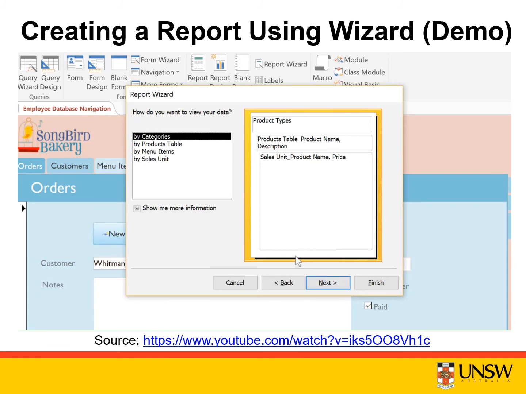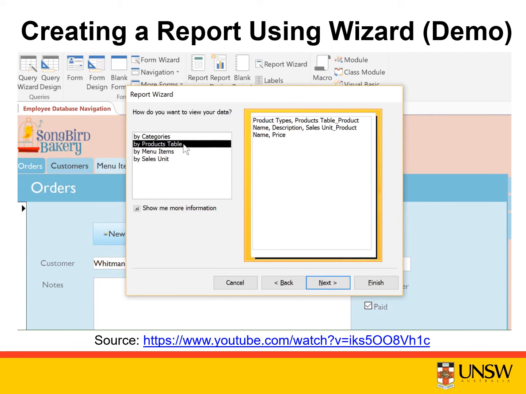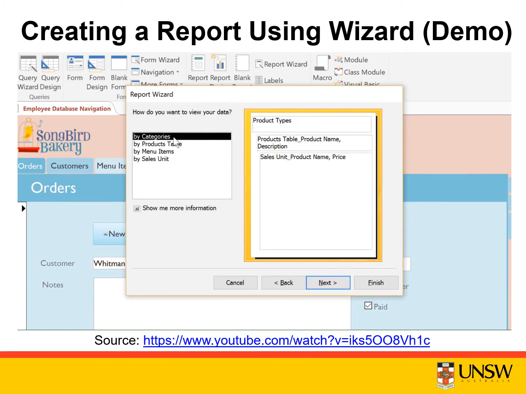Since we're using multiple tables, we need to decide how we want the tables to be organized on the page. If we had just used a single table or query, then it would have skipped this step. In this case, we want it to be organized by the Categories table. And to the right, you can see a kind of outline which shows where each field will go. Now we'll go on to the next step.